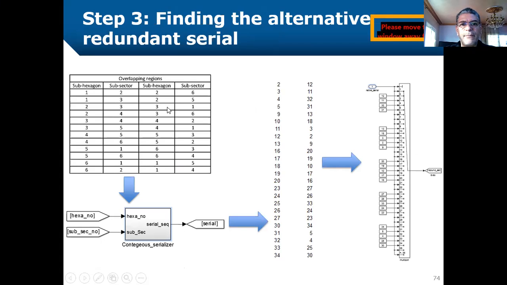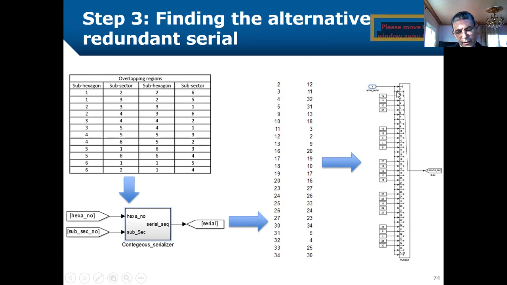Okay, fine. Find the alternative redundant serial. As I say, these are the overlapping regions. Subhexa 1, subsector 1 is the same as subhexa 2 and subsector 6. If you translate the entries of this table, you get these 24 correspondences. 2 gives 12, 12 gives 2. 3 gives 11, 11 gives 3, and so on. These are 24 cases. So if you give a native serial from this mapping, there is an alternative serial in some cases, in some 24 cases.